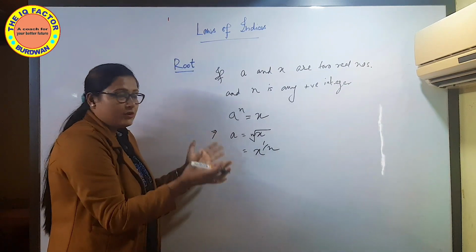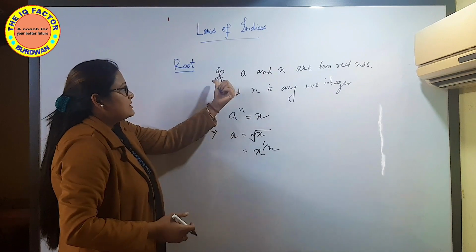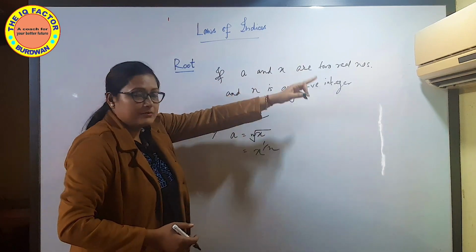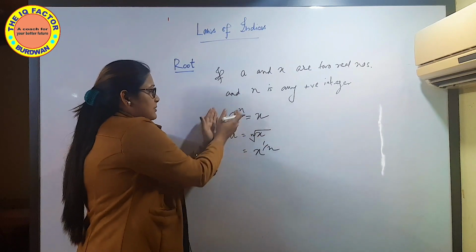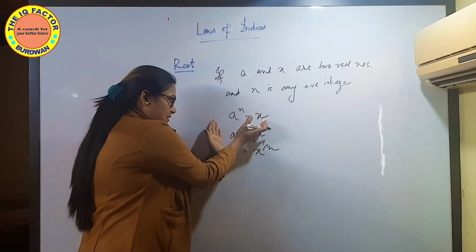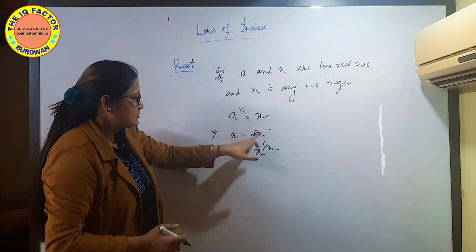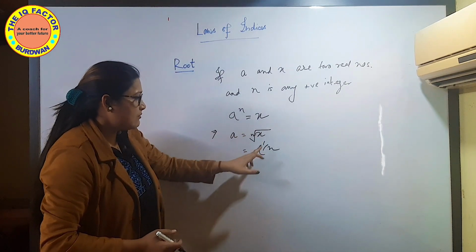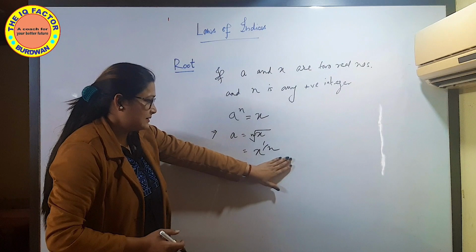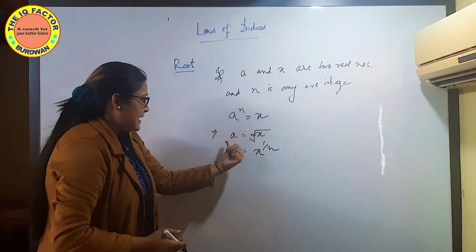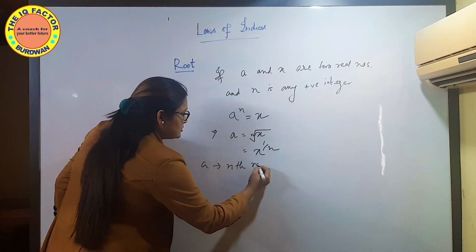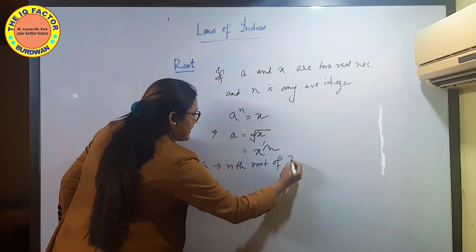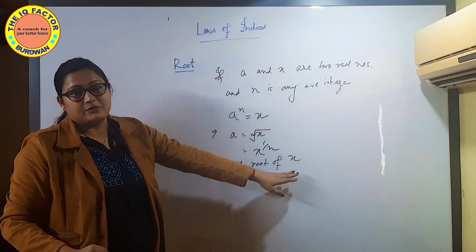It is a general form of root. If A and x are two real numbers and n is any positive integer, A to the power n is equal to x, A is nth root of x, that is x to the power 1 by n. So, A is called nth root of x. That is very much important.